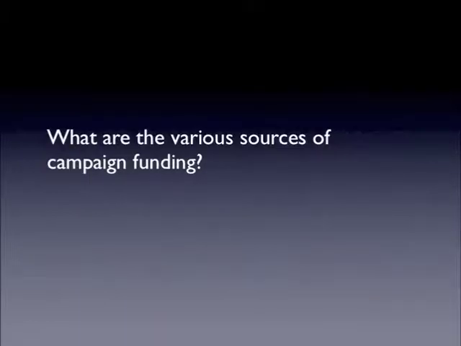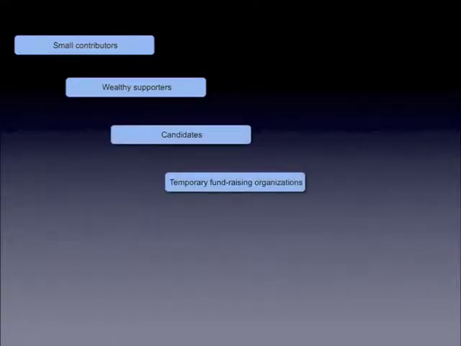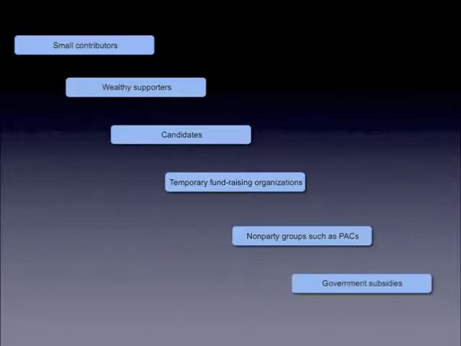What are the various sources of campaign funding? There are many private and public sources of campaign money. Small contributors, wealthy supporters, candidates, temporary fundraising organizations, non-party groups such as political action committees, and government subsidies.